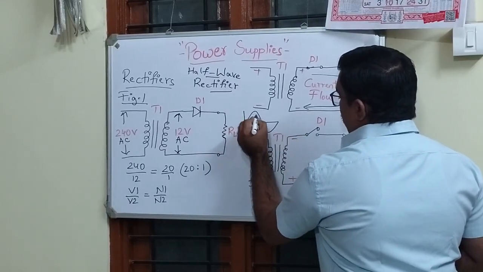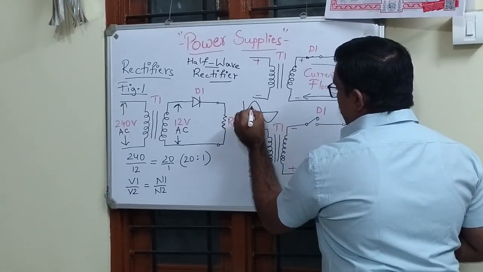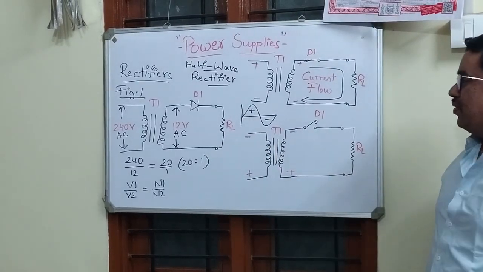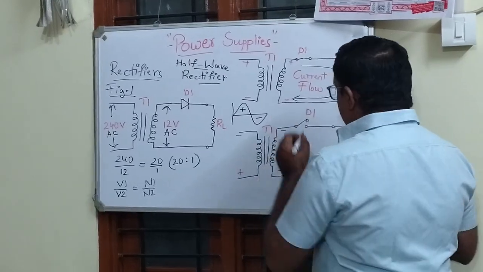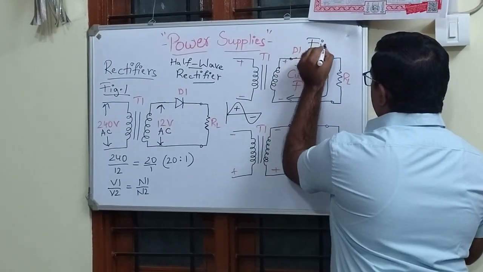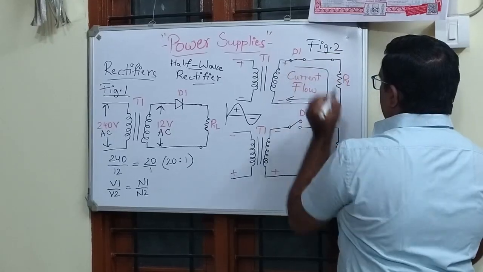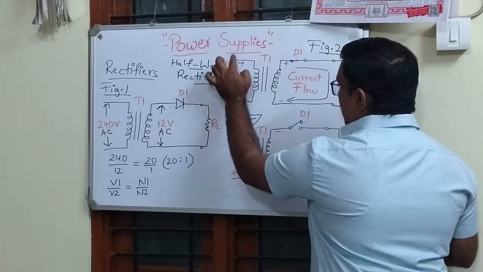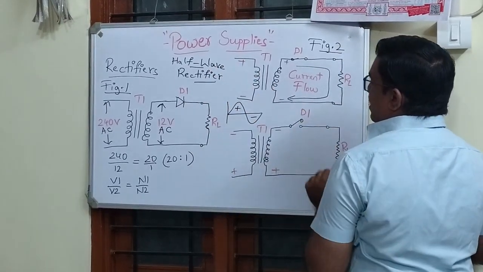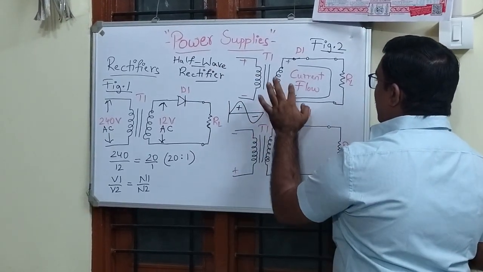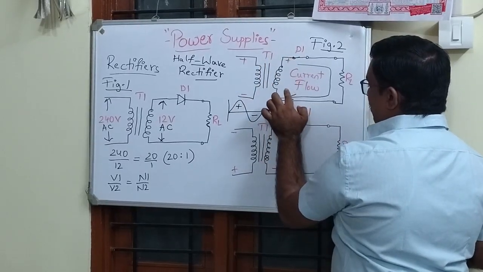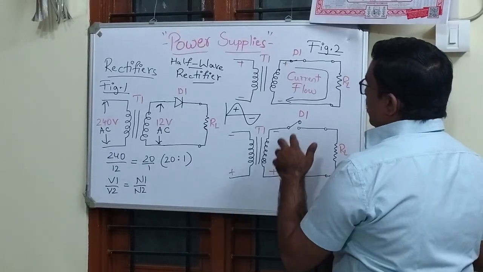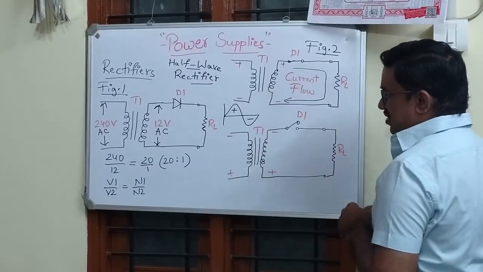So this signal comprises both a positive half cycle and a negative half cycle. In the second figure, figure 2, we have a positive half cycle coming at the primary terminal of the transformer and then giving us another positive half cycle at the secondary terminal of the transformer, wherein the diode conducts.